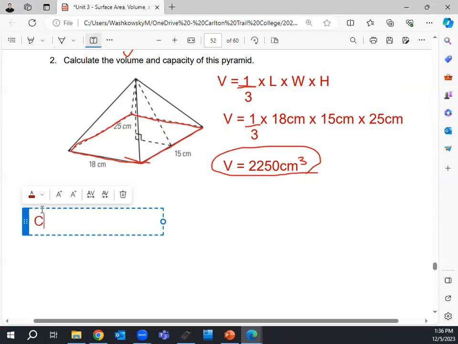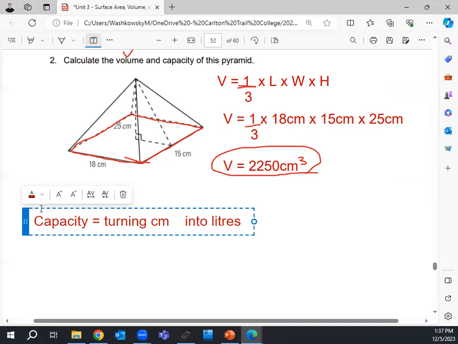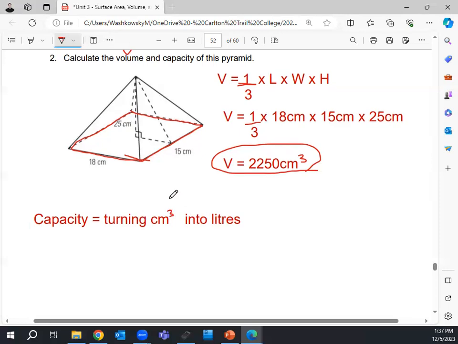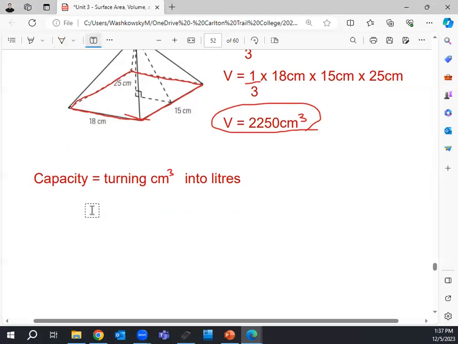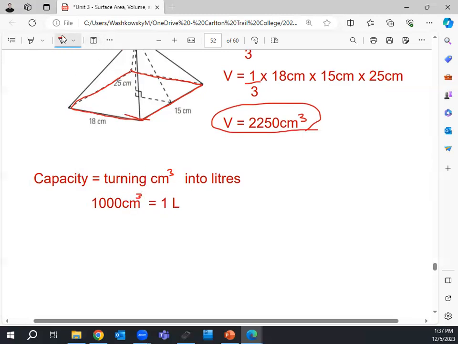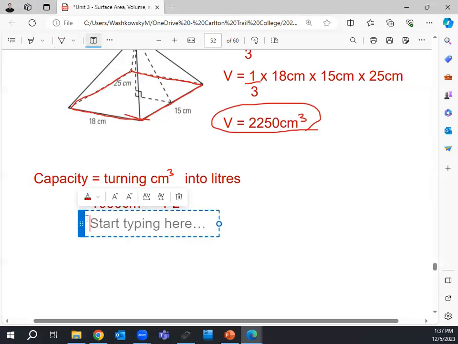Remember, you do not need to write this down, but to give you a reference here, capacity is turning cubic centimeters into usually liters, right? So capacity is turning cubic centimeters into liters. And I know this is a universal rule: 1,000 cubic centimeters is equal to 1 liter. So I'm always just going to write that in because I know it. And again, you can do this one of two ways.